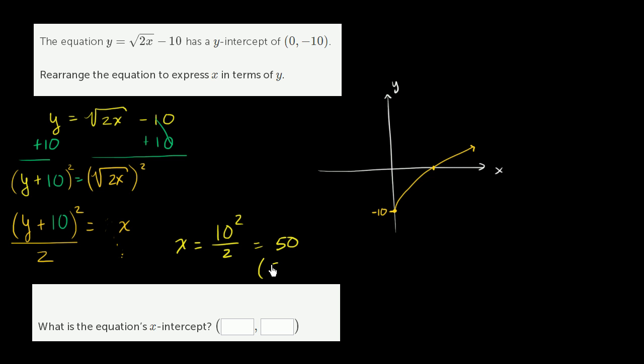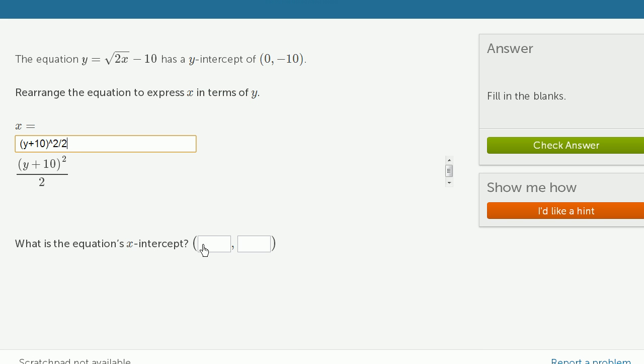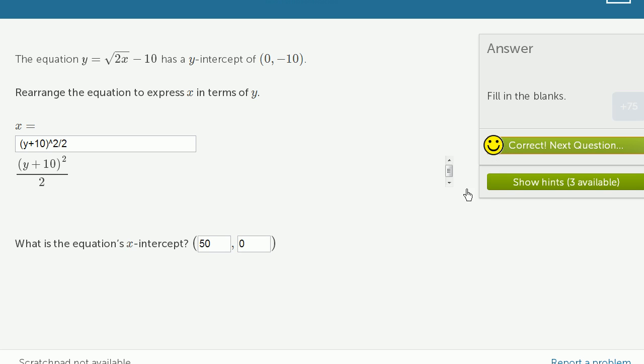So we're at the point where x is 50 and y is 0. So that's this right over here. The x-intercept is 50. When x is 50, we clearly see that y is equal to 0. So let's also put that in there. So what is the equation's x-intercept? When x is 50, y is 0. And we could check our answer, and we got it right.